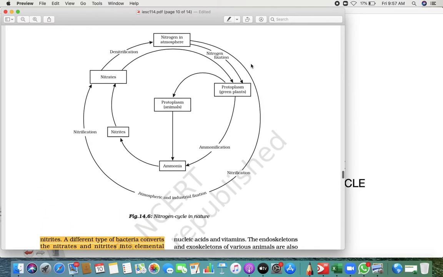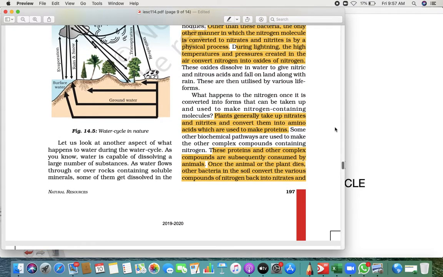If you see here, nitrogen fixation bacteria, it goes to plants, ammonia, nitrite, nitrates, and atmosphere. Then again nitrification is the process, and industrial fixation, nitrates and nitrites. And the other one is the plants. So this is how the whole nitrogen cycle works.